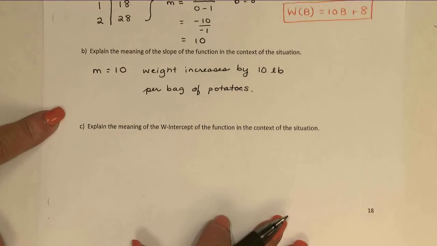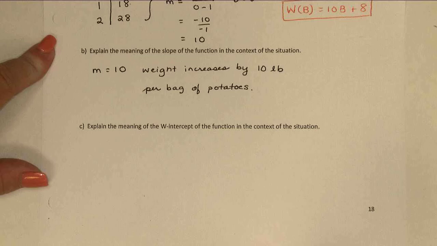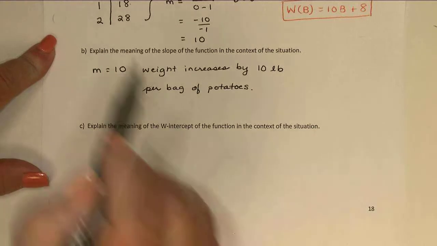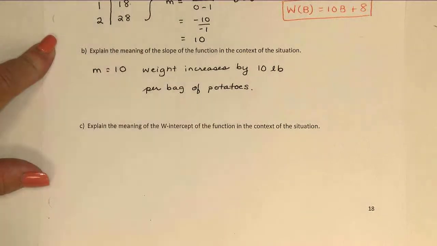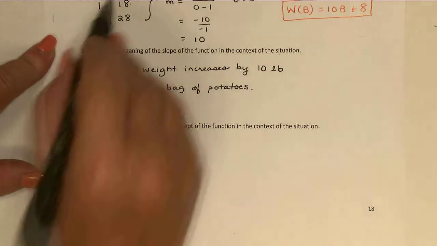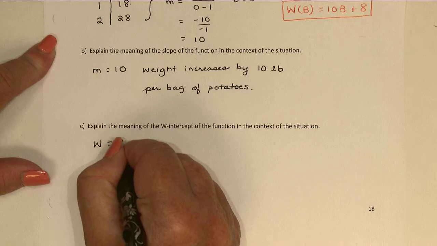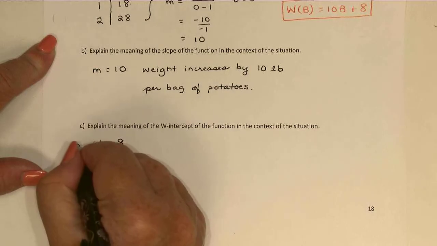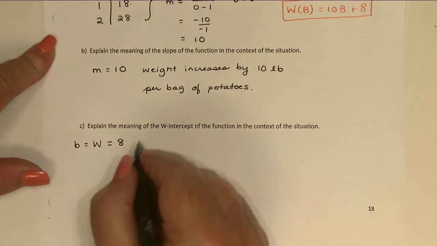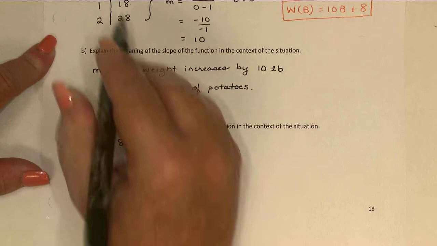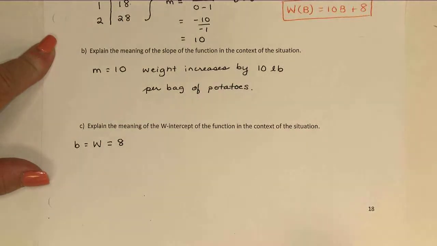All right, in part C, we want the meaning of the w-intercept. Since the w and the y are the same, I can just go ahead and grab that y-intercept. W-intercept is 8. And that's what happens at the starting point. When there are no bags of potatoes, the weight is 8 pounds.